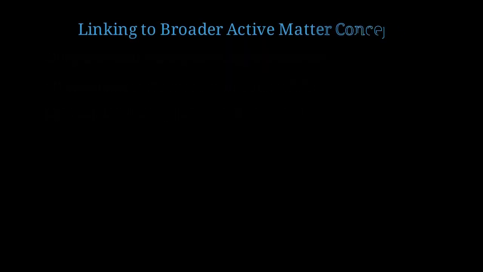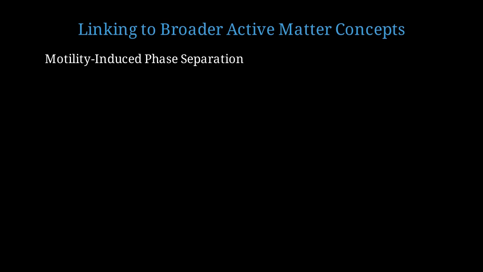Catalytic nanomotors are part of the broader field of active matter. Let me connect to some general concepts that apply across diverse active systems. One universal phenomenon is motility-induced phase separation, or MIPS. This occurs when active particles slow down in crowded regions, causing runaway clustering. It's been observed in simulations and experiments across many systems.